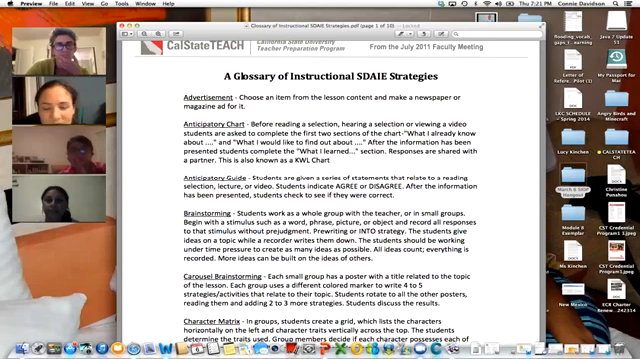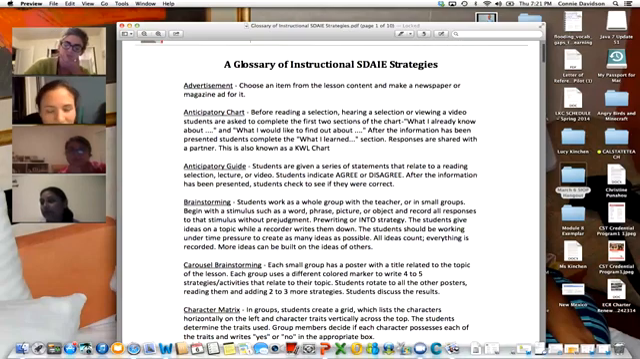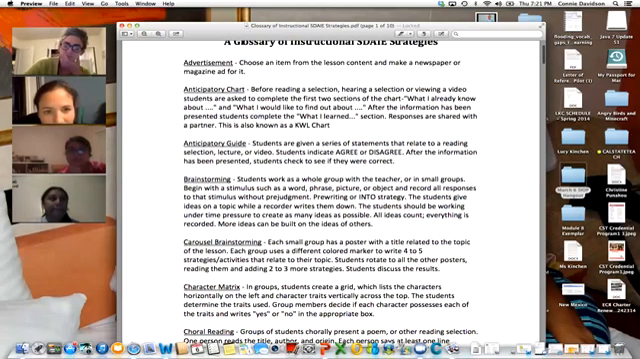And then you ask the teacher, well, what'd they do? Well, they completed a handout. Great. Why? For what reason? Every activity has a paired strategy. The strategy determines the activity. So let's just say, I'm looking at this. It says an anticipatory guide. Students are given a series of statements that relate to a reading selection, lecture, or video. Students indicate agree or disagree. After the information has been presented, students check to see if they are correct.